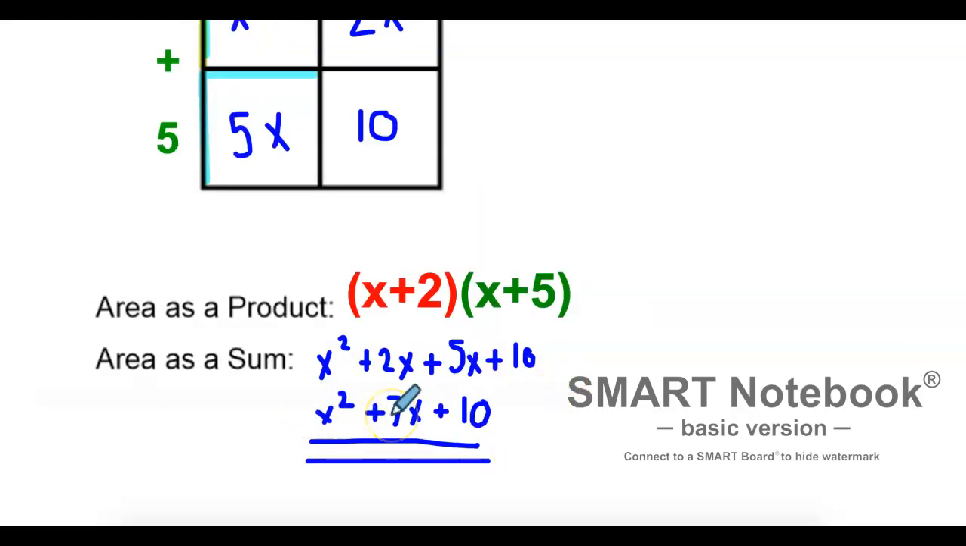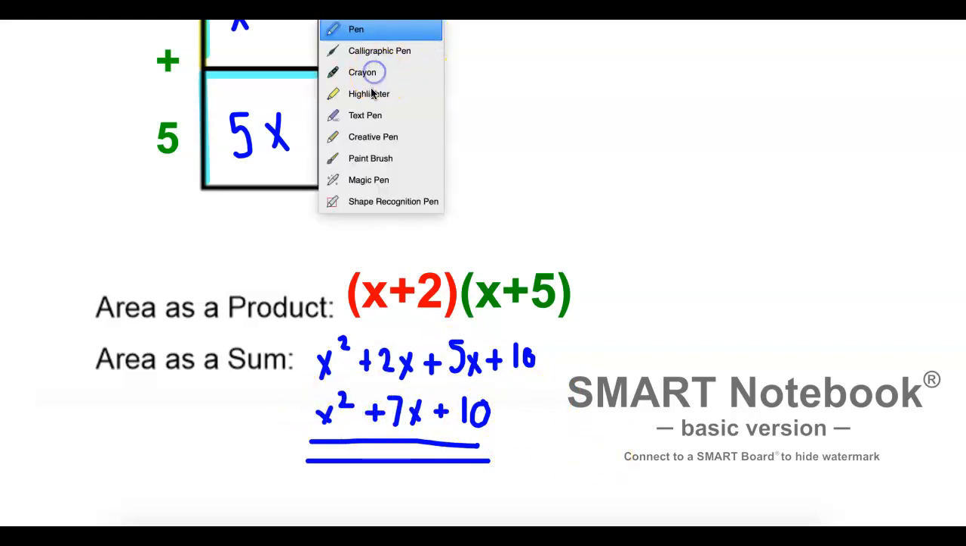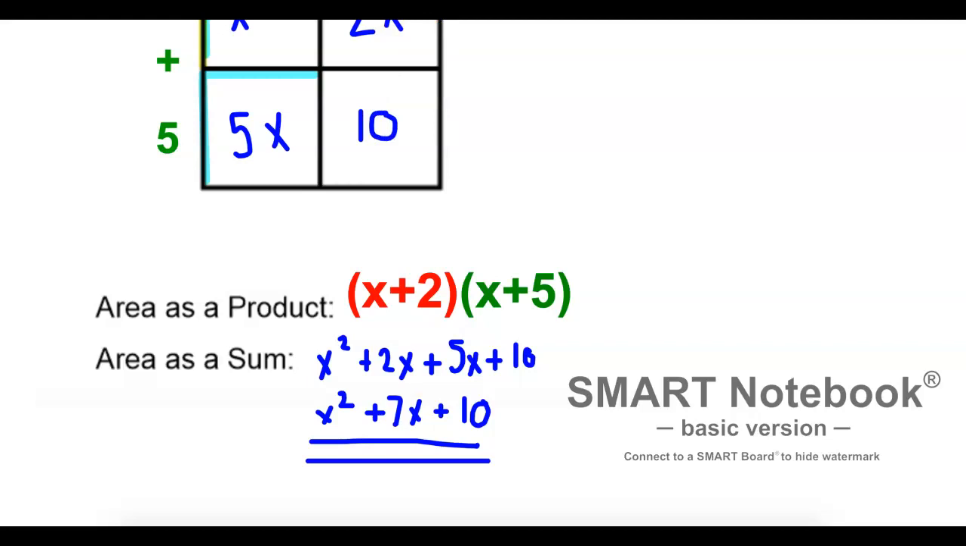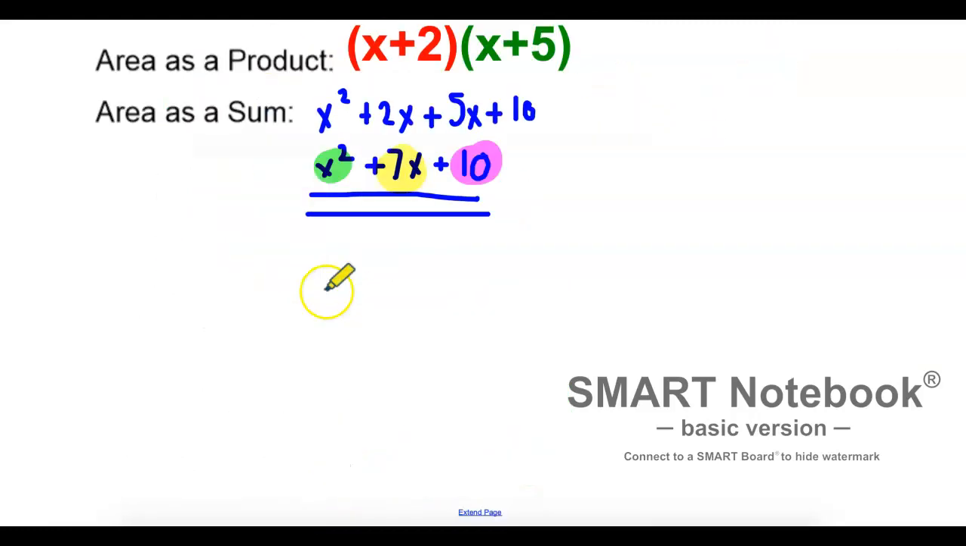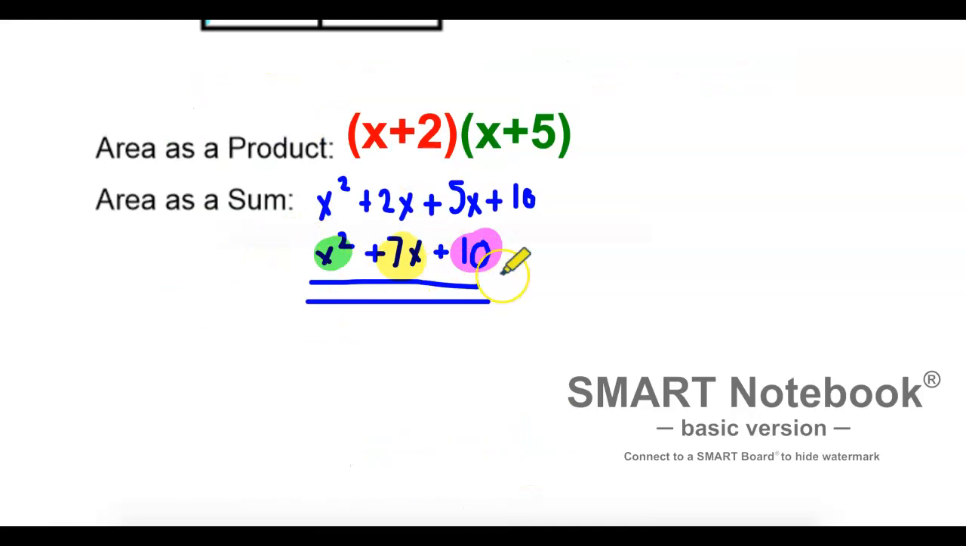This is called a trinomial because it has three terms. X squared is a term, 7x is a term, and 10 is a term. So when we multiply binomials together using a generic rectangle, our answer is a trinomial.